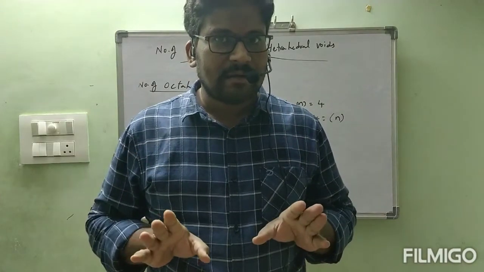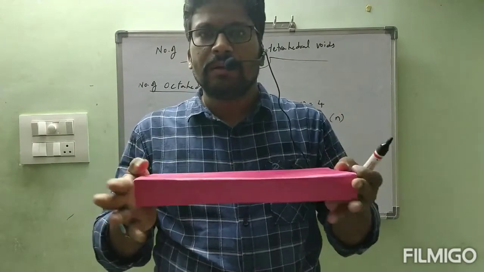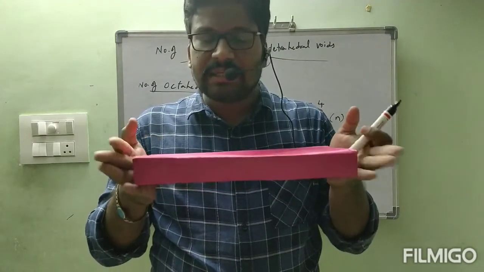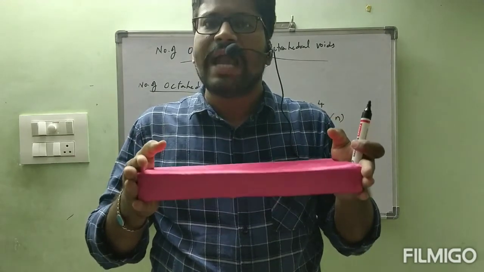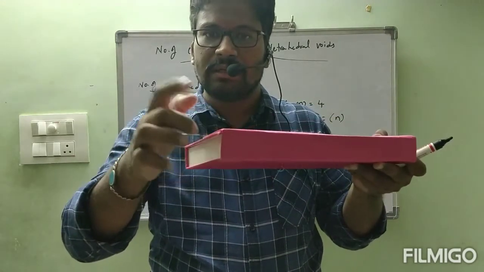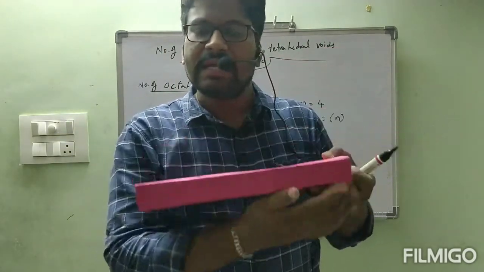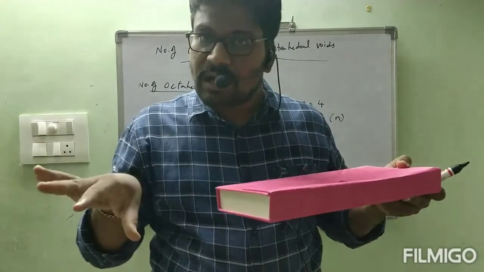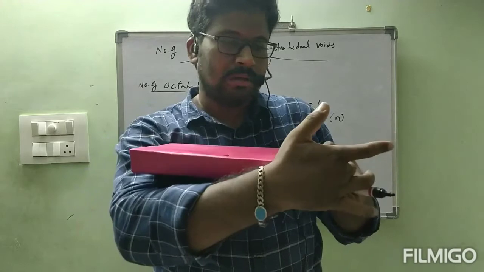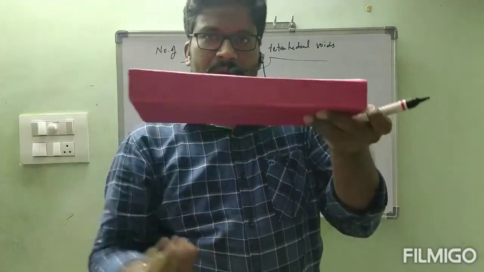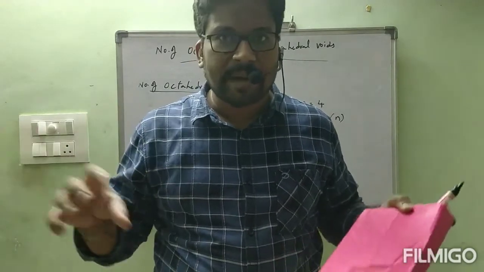One more time I am giving the conclusion. In FCC, what are the lattice points? See, this is the cube. Let us think that this is the FCC unit cell. In this FCC, what are the lattice points? Corners: 1, 2, 3, 4, 5, 6, 7, 8. 8 corners. Along with corners, face centers: 1, 2, 3, 4, 5, 6. All the 6 face centers have particles.